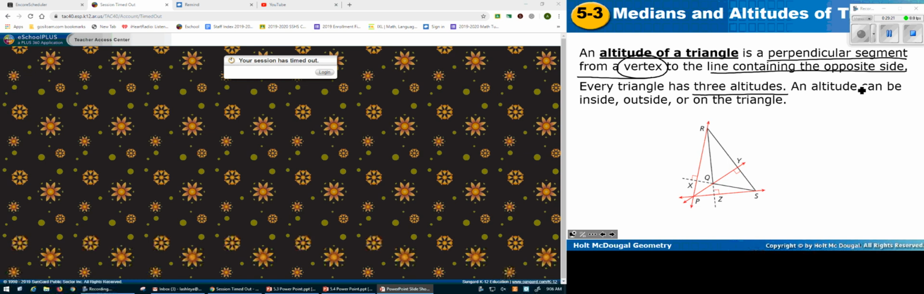So altitudes by definition have to go from the vertex perpendicular to the opposite side. They do not have to bisect like a perpendicular bisector. They just have to make a right angle. So for example, on my acute triangle here, if I want to draw in the altitude, I start at the vertex and I draw a line straight down that makes a right angle. It could be a perpendicular bisector. It could go through the midpoint. It does not have to. Okay, and most of the time it won't.